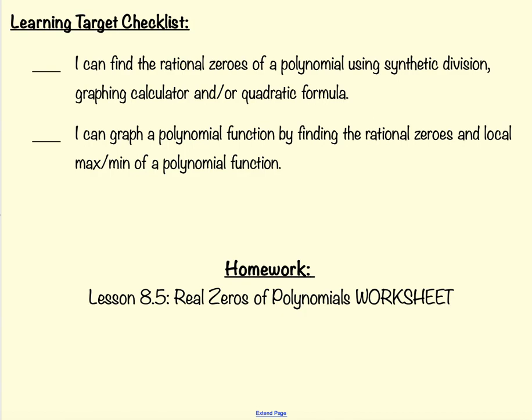So I can find the rational zeros of a polynomial using synthetic division, graphing calculator, and or a quadratic formula. I can graph a polynomial function by finding the rational zeros and the local min or max of a polynomial function. So again, use your second calc to be able to find that local min or max. If it was a max, we would have done second calc and then hit max.